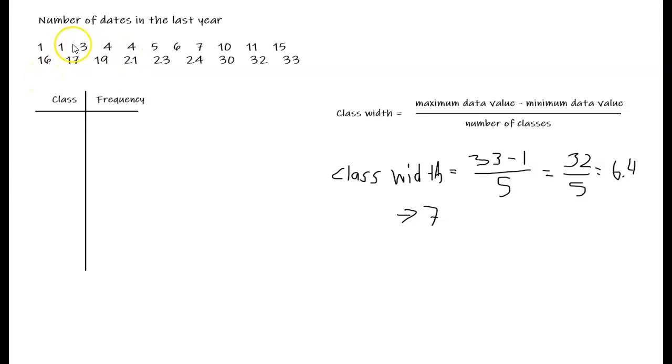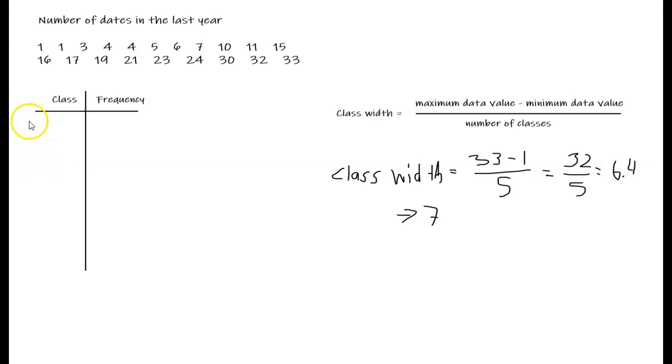The first requirement is that all of my data will fit in my classes, and you'll see what that means in just a second. The second requirement is that there's at least 1 piece of data in the first class, and then the last requirement is that there's at least 1 data in my last class. It's okay not to have any data in some of my middle classes, but I have to have at least 1 in my first class and 1 in my last class.